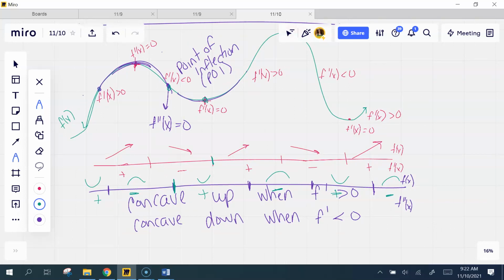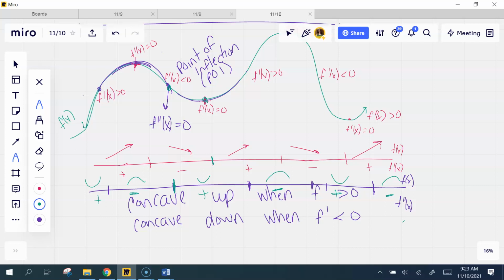Where the second derivative equals 0, the concavity of the original function changes. How do you know where it is? You have to find it, set it equal to 0 and solve it. Those are called points of inflection. That's where concavity changes. When the second derivative is positive, I am concave up. When the second derivative is negative, I am concave down. So first derivative tells me increasing, decreasing, maxes and mins. Second derivative tells me concave up, concave down, and points of inflection. That's the gist of it.